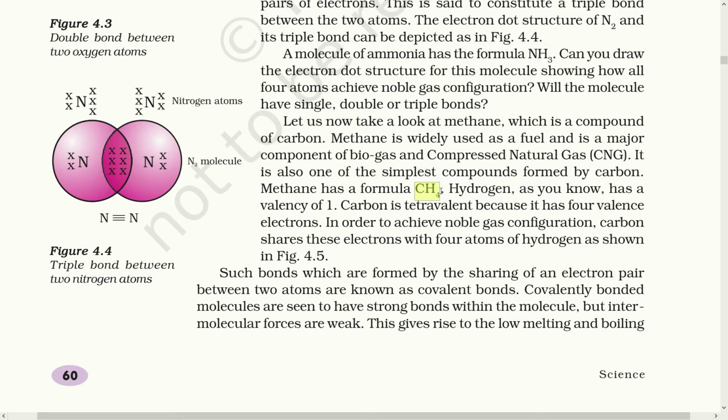So in order to complete the octet, carbon needs 4 electrons, while a single hydrogen can only contribute 1 electron. Thus, carbon forms a compound with 4 different hydrogen atoms, sharing 4 electrons, making both of them attain a stable configuration. Hydrogen has valency 1, and carbon is tetravalent because it has 4 valence electrons. In order to achieve noble gas configuration, carbon shares these electrons with 4 atoms of hydrogen as shown in figure 4.5. Such bonds, which are formed by sharing an electron pair between 2 atoms, are known as covalent bonds.